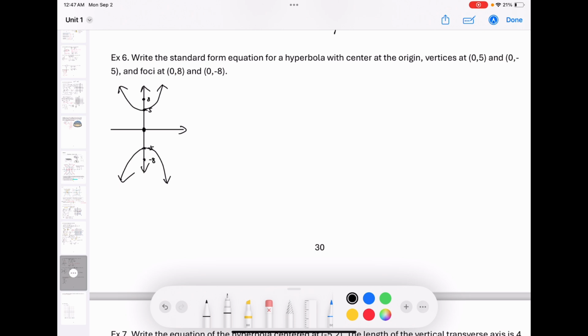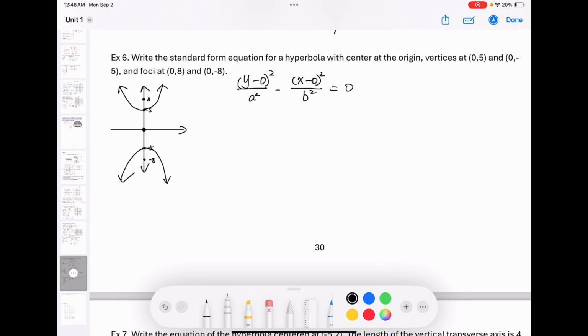All right, which formula am I using? The y-positive one, because my transverse axis is parallel to the y-axis. So (y minus 0) squared over a squared, minus (x minus 0) squared, all divided by b squared, is equal to 1. I didn't put the k and h information because I know that for the origin, h, k are both 0, 0.